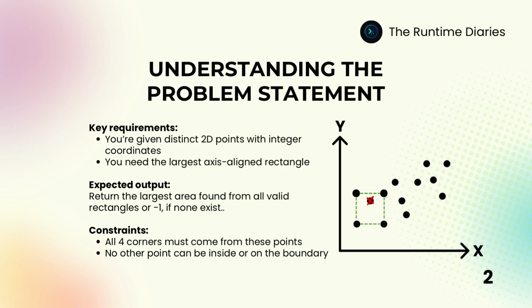Here's the problem in plain English. You're given a list of distinct 2D points. Your goal is to find the largest axis-aligned rectangle you can make using only those points as corners. But here's the twist. No other points can exist inside the rectangle or on its edges. That means if any other point touches your rectangle, even on the boundary, it's immediately invalid. So our job is to find the biggest rectangle that's clean inside and built entirely from existing points.